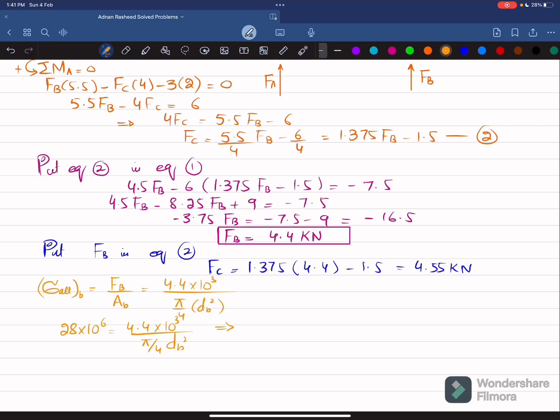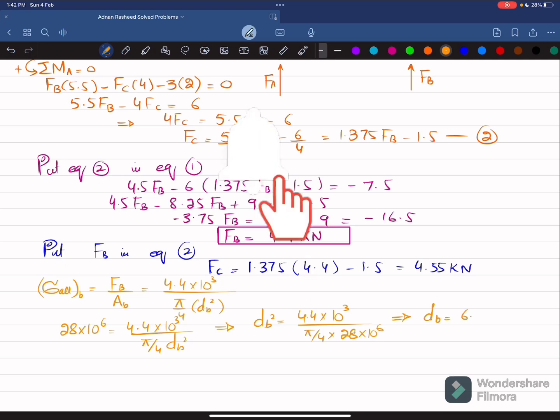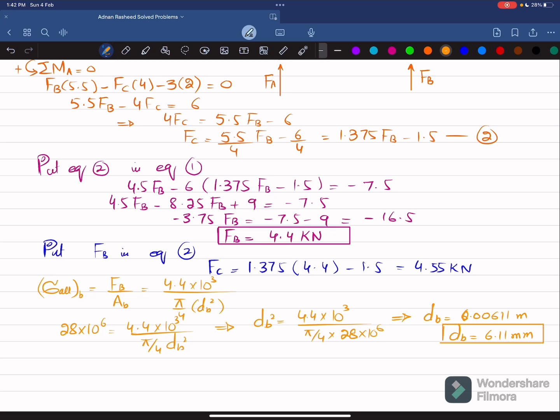So from here you will get dB square is equal to 4.4 multiplied by 10 to the power 3 divided by pi by 4 into 28 into 10 to the power 6. And if you take square root on both sides, you will get the diameter of bolt will be equal to 0.00611 meter. So our diameter of bolt will be equal to 6.11 millimeter. So this is the answer of our first part.